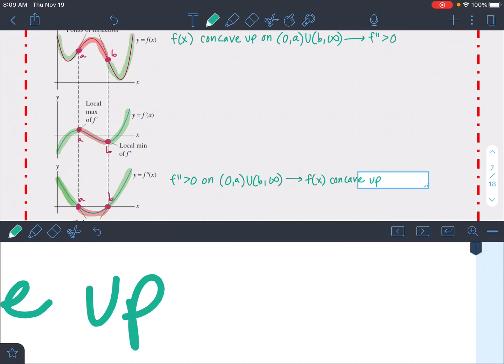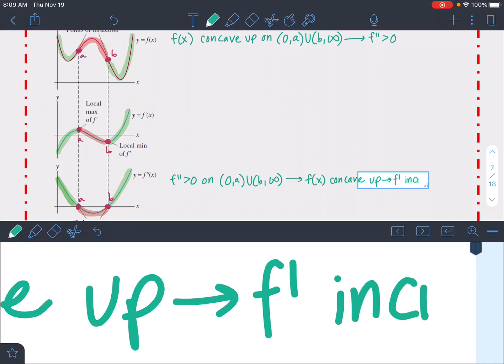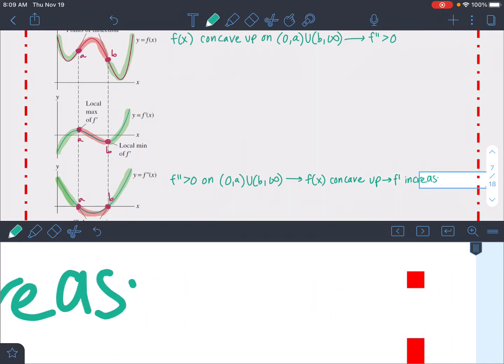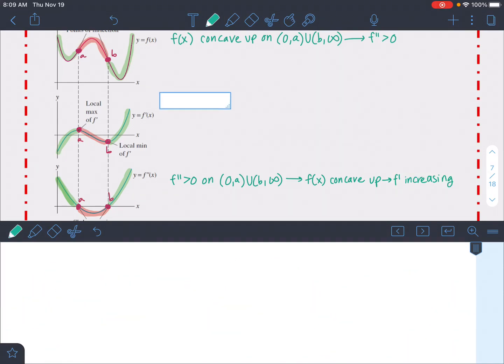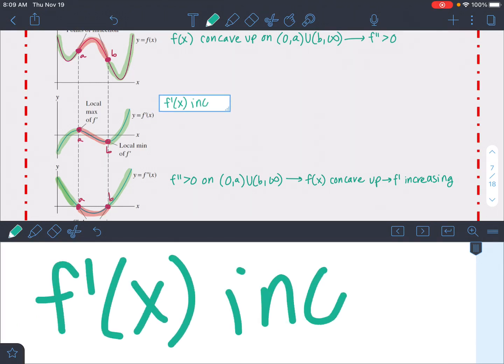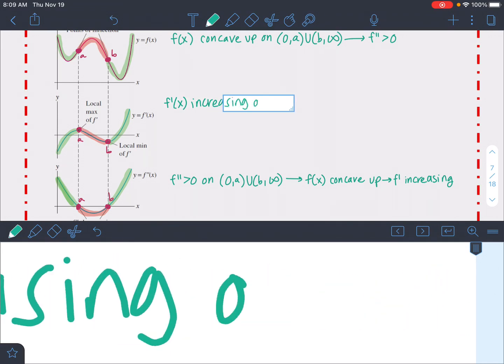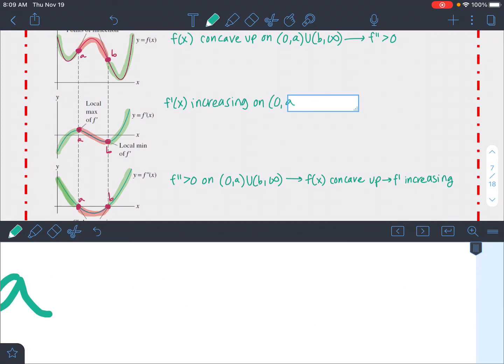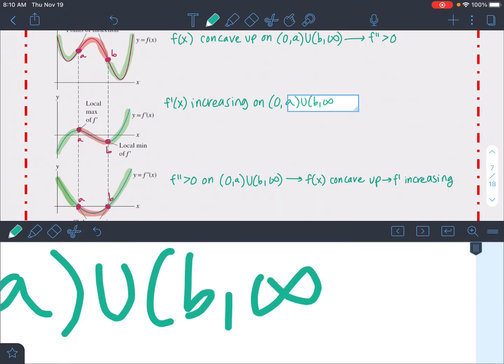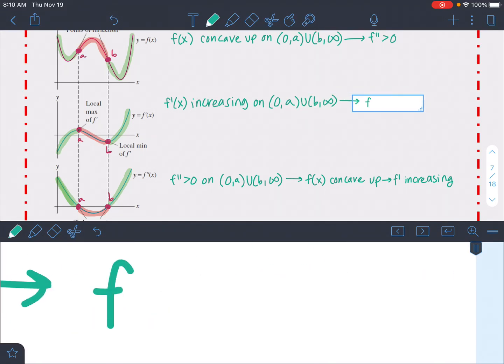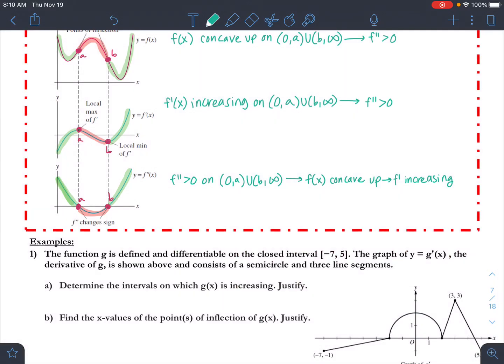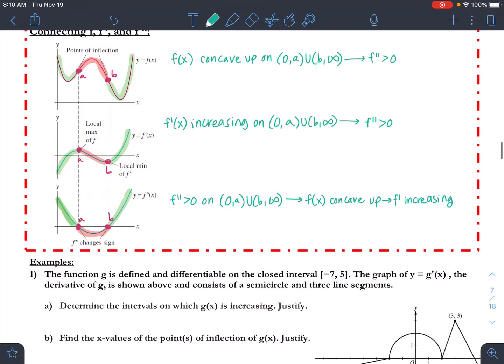Now, how about this middle one? I think it's important that we connect f prime as well. So what does that mean for f prime? That means f prime is increasing. And what does increasing mean? That means positive slope. So for the second graph here, since f prime of x is increasing, positive slope on this graph, on 0 to A union B to infinity, that tells us that f double prime is positive. Those are the connections I want you to make so far.